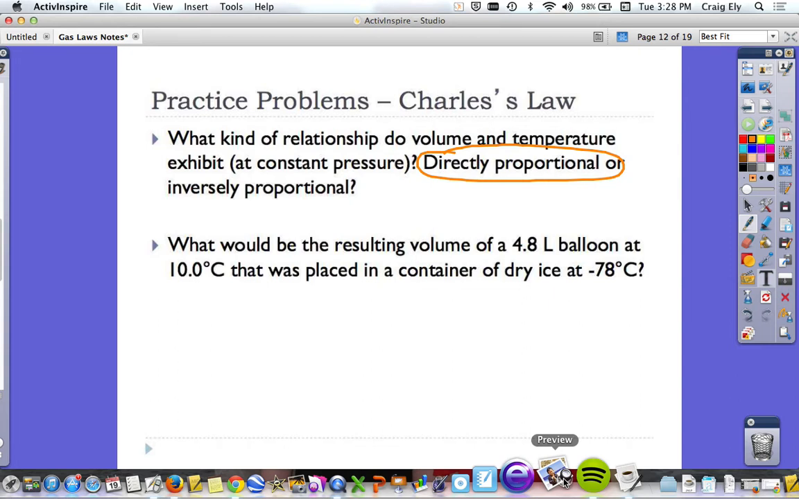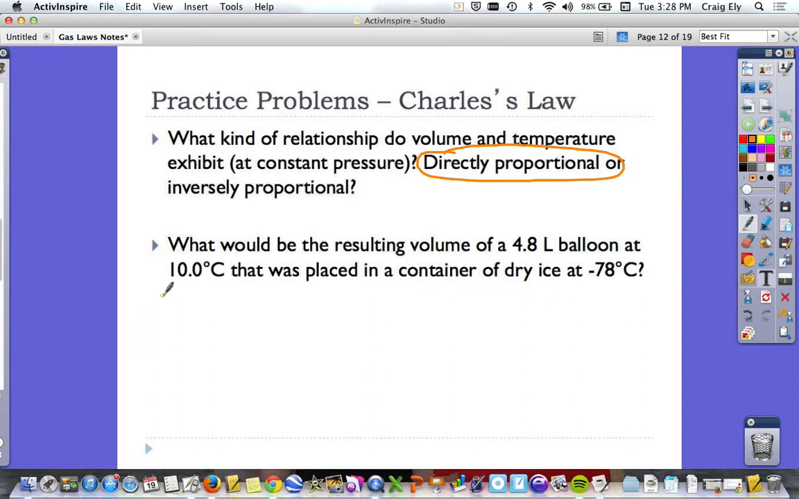What would be the resulting volume of a 4.8 liter balloon at 10 degrees Celsius that was placed in a container of dry ice at negative 78 degrees Celsius? So we have temperature, T1, V1, T2, V2. All right, so what's my beginning temperature? My beginning temperature is 10 degrees Celsius.